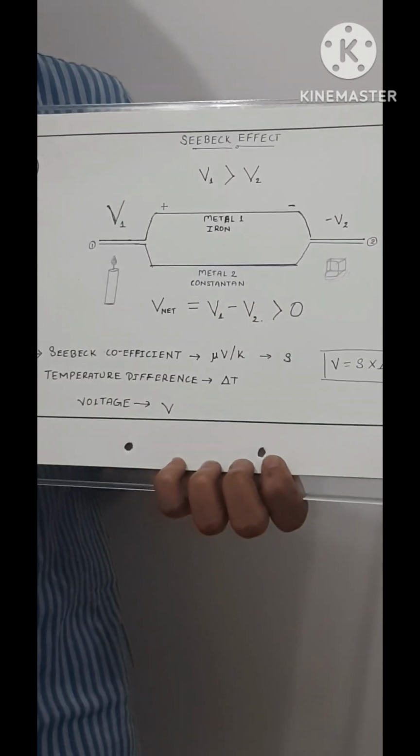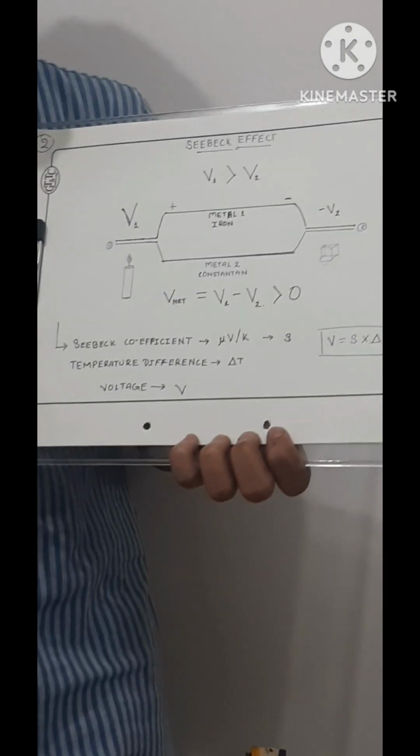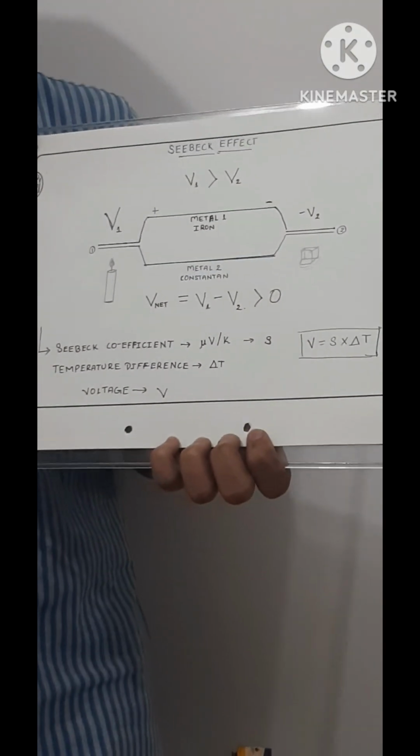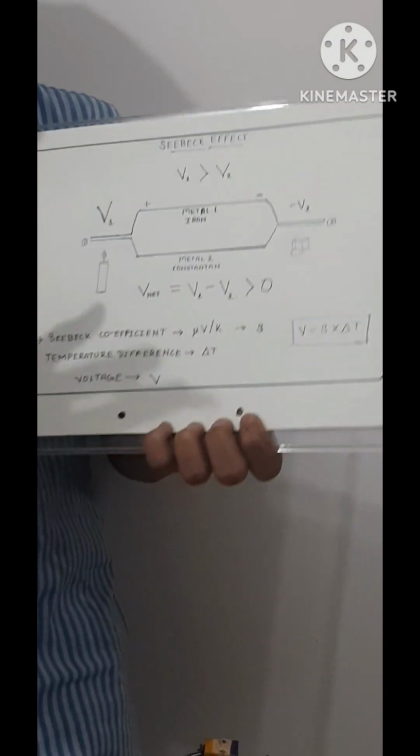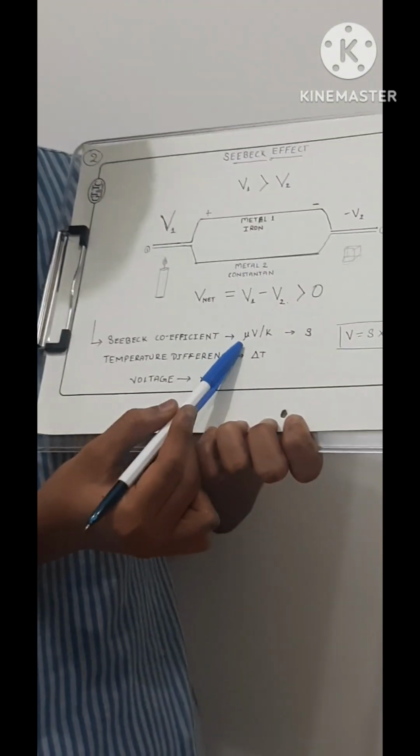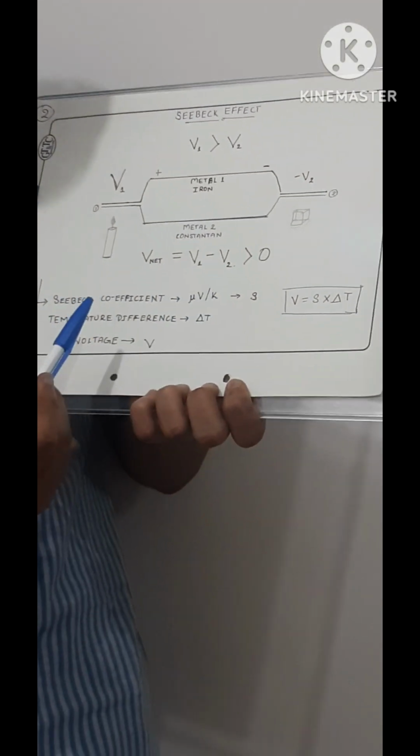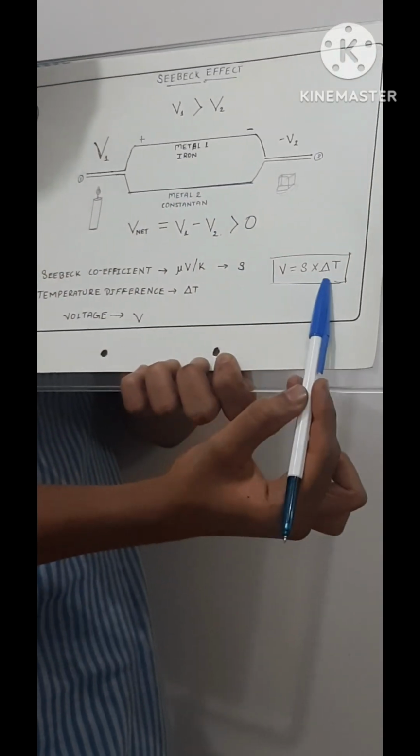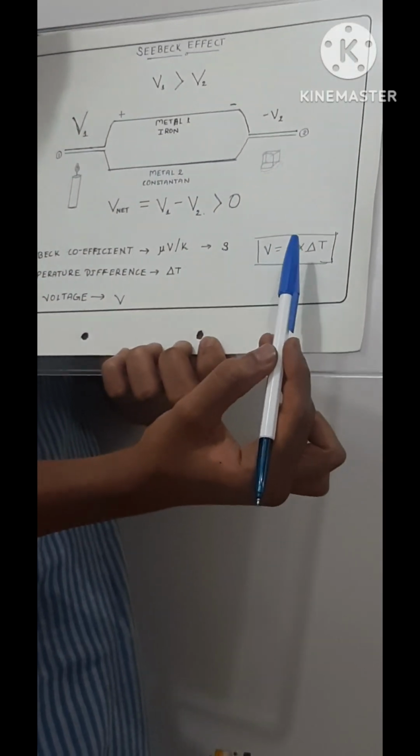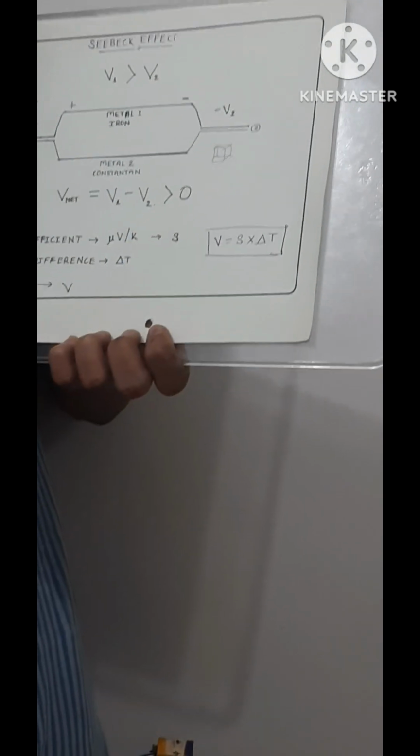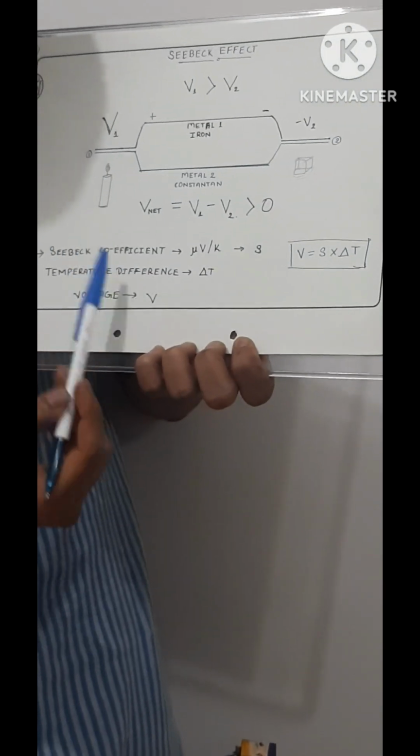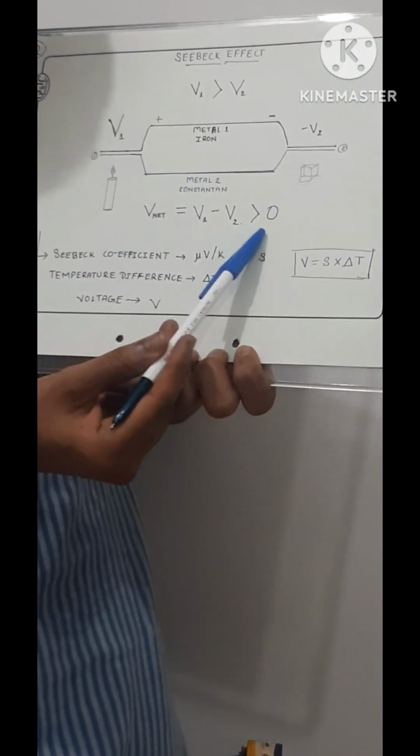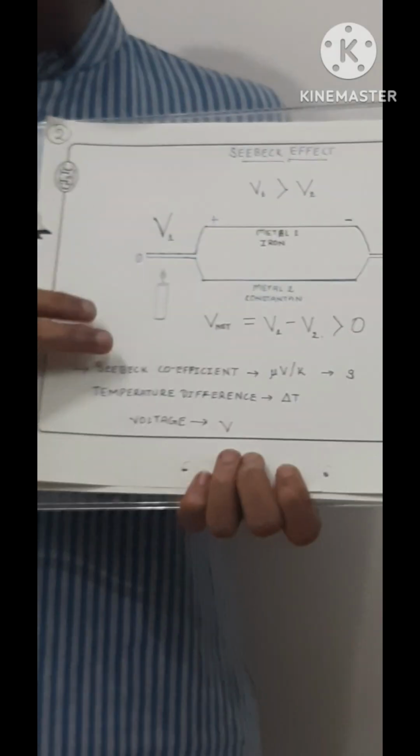Based on this, every metal is given a Seebeck coefficient. It is a measure of the voltage produced by a material from a temperature difference across its ends. Its unit is microvolts per Kelvin. This effect can be expressed as this formula: V is equal to S into delta T, where V is equal to the voltage, delta T is equal to the temperature difference, and S is the Seebeck coefficient.